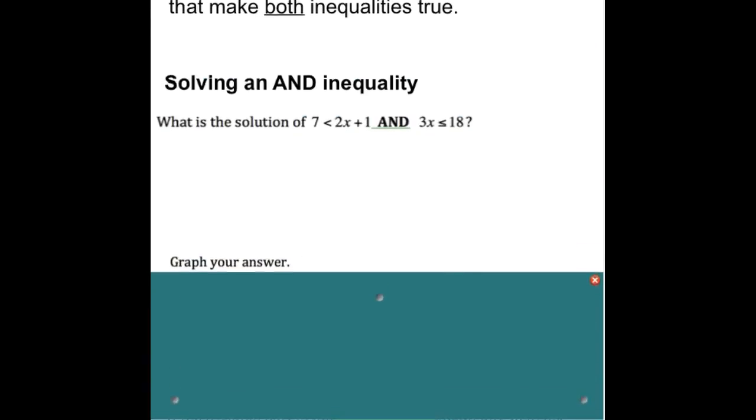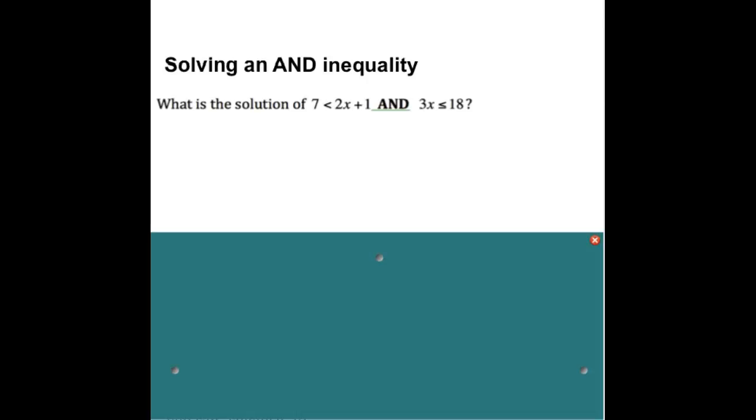So solving an "and" inequality, we have these two inequalities: 7 is less than 2x plus 1, and 3x is less than or equal to 18. We want to solve each one of these on their own and then compare what we get for our answers to find all of the solutions. So we're going to start, subtract 1.